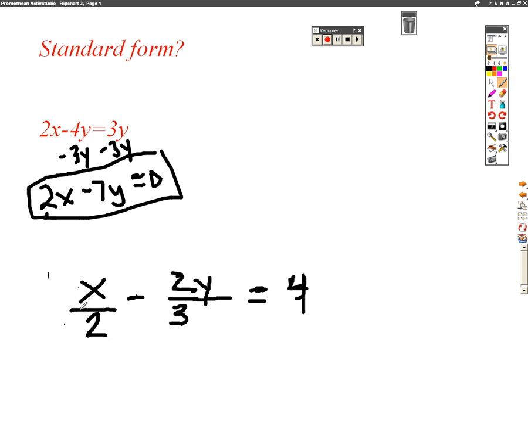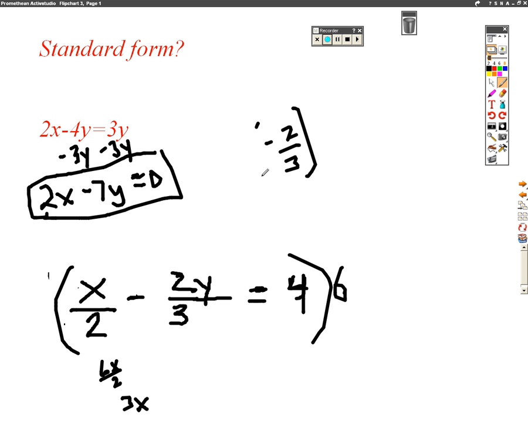But for instance, because this is being divided by 2 and this is being divided by 3, I can easily find a multiple of these two numbers, 6, and that way x over 2 times 6 would be 6 times x, 6x divided by 2, which is 3x. If I multiply this by 6, I'm going to do this up here, you get negative 2/3 times 6, you get negative 12 over 3, which is negative 4y. And then 6 times 4 is 24.